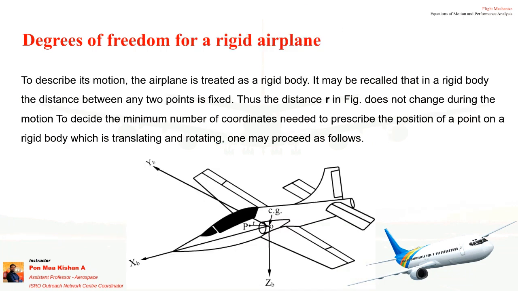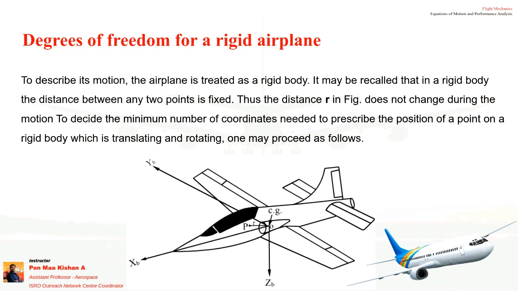Now, the degree of freedom of a rigid aircraft. To identify the degree of freedom of an aircraft, why are we going for degree of freedom? In order to calculate how many equations are required to describe the flight path of an aircraft. That's why we are going for the equations of motion of an aircraft. So that is the necessity of degree of freedom also. Here also we are to describe the aircraft motion.